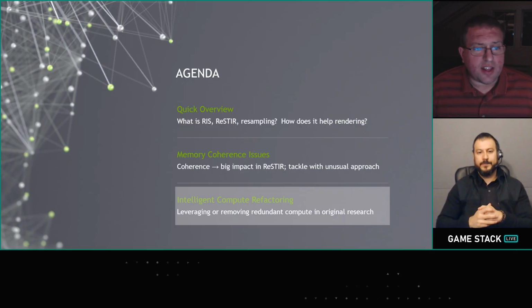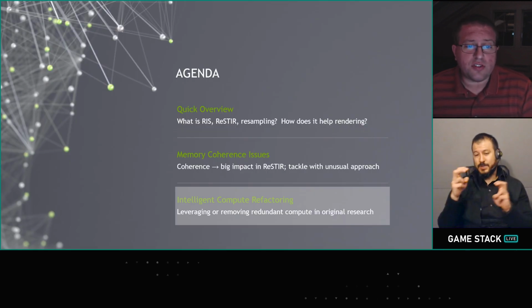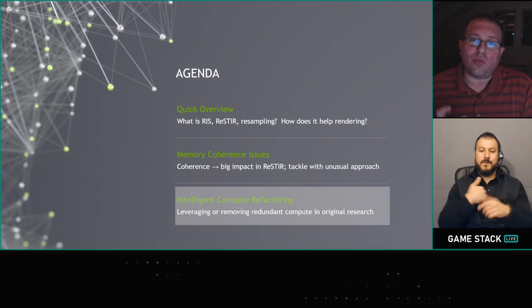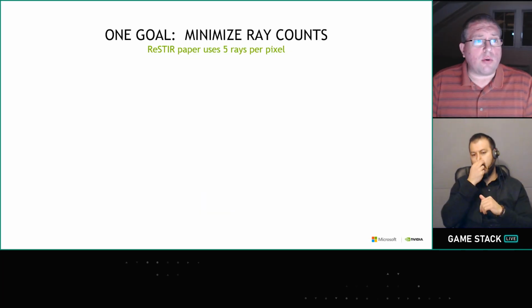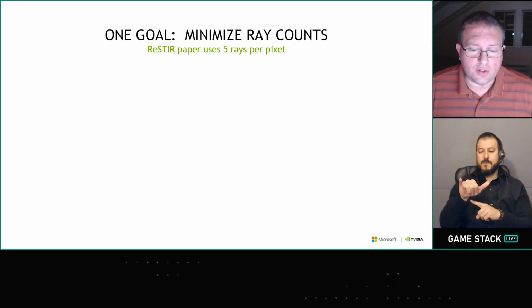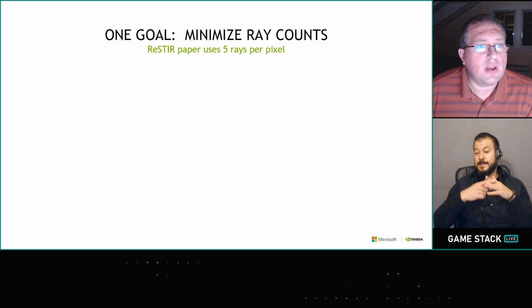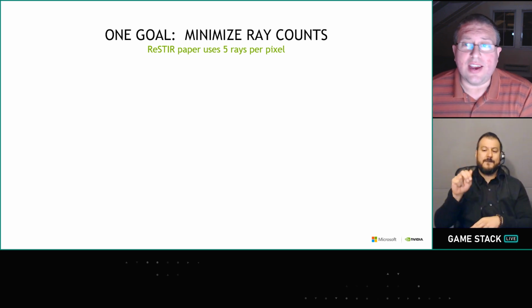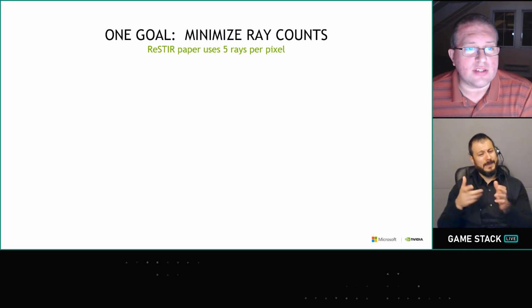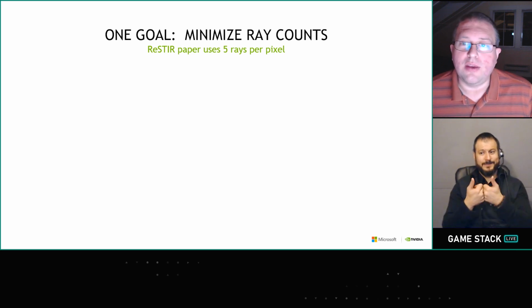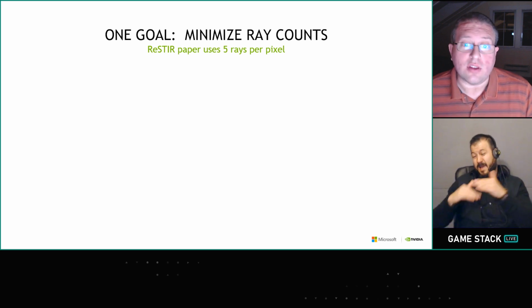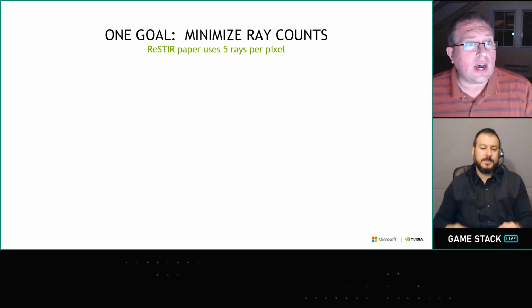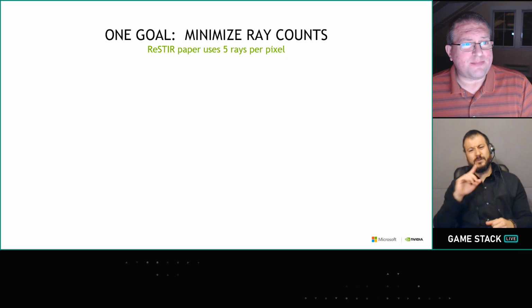All right, so now that we've talked about the memory issues, let's dive into how we can refactor some of the computations to reduce redundancy and also improve performance. So the first thing I want to talk about is ray count. Our initial research prototype used 5 rays per pixel. And that's a pretty big ask in a time when most games use maybe a quarter or half ray per pixel, or maybe up to 1 in really advanced ones. So 5 is a really big ask.